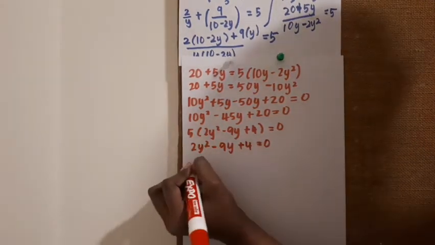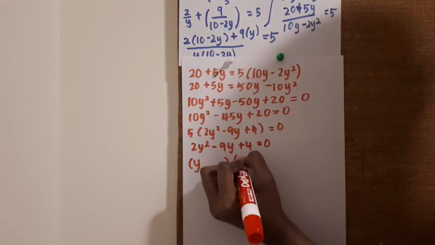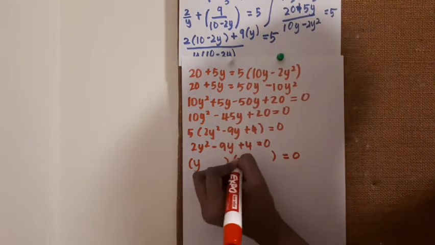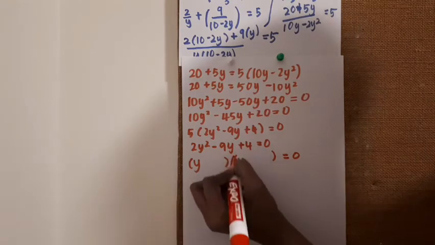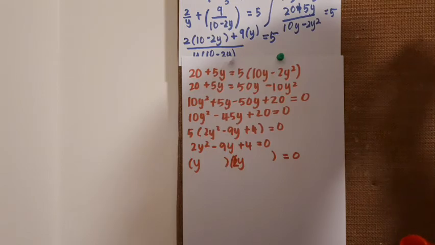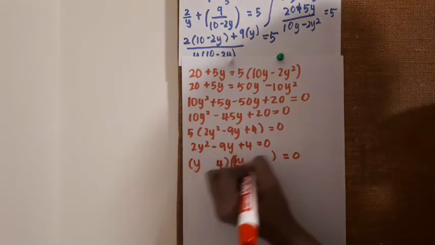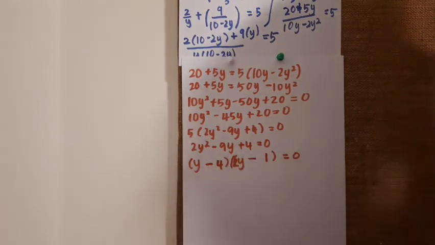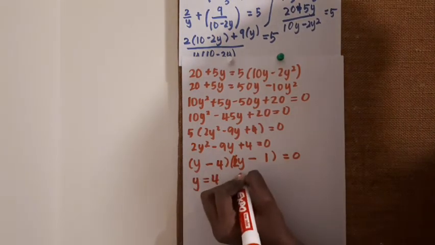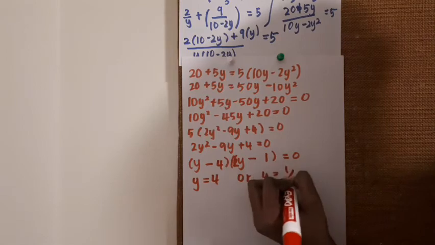Again, if you are not familiar with factorization, please have a look at my previous videos on it. Okay, yeah, 2y. So this is how I'm going to choose my options. So y is 4 or y is half.